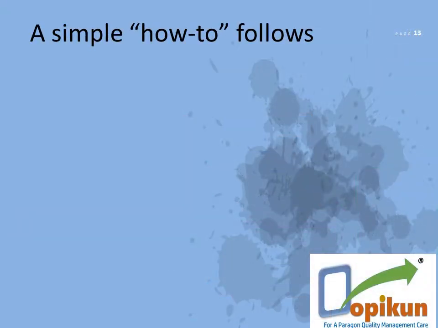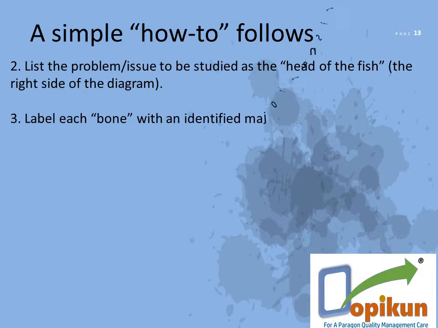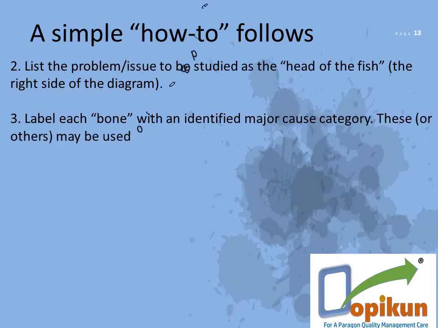A simple how-to follows. Step 2. List the problem or issue to be studied as the head of the fish, on the right side of the diagram. Label each bone with an identified major cause category. These, or others, may be used or combined.